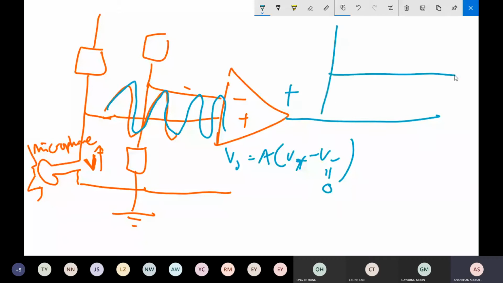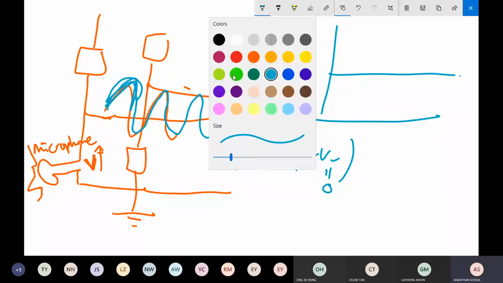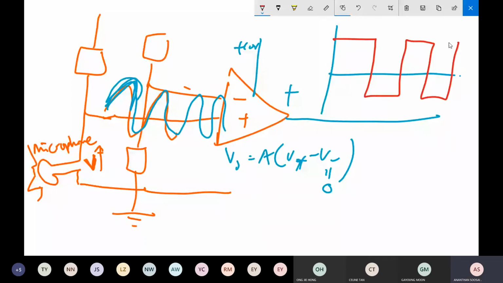Saturated means what? The power supply, let's say, is positive 10 volt. So let's say the input is a curve. What shape will it saturate to? It's going to be like this. It is going to saturate to positive 10 volt.